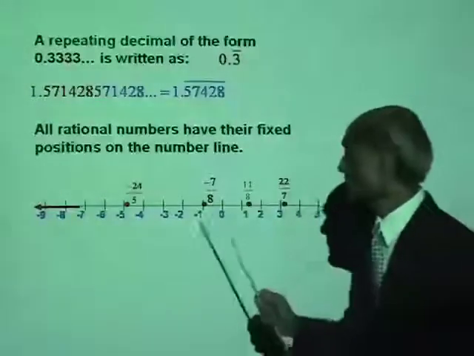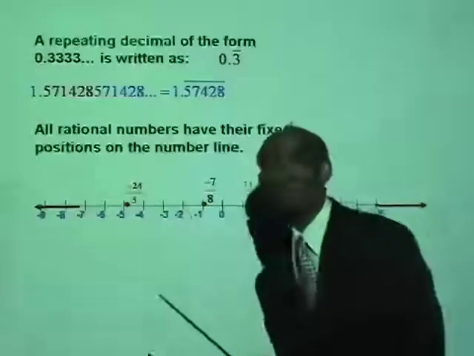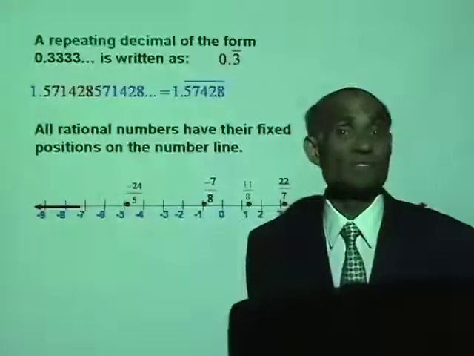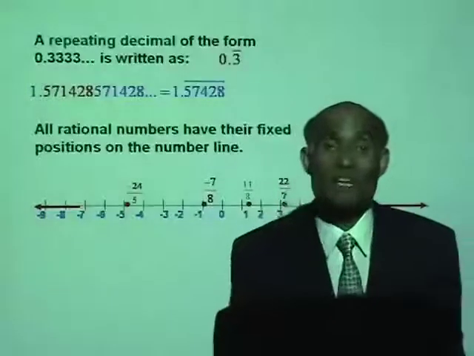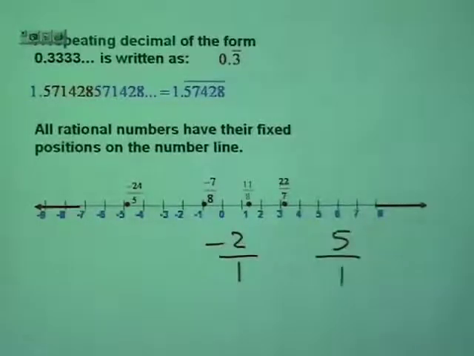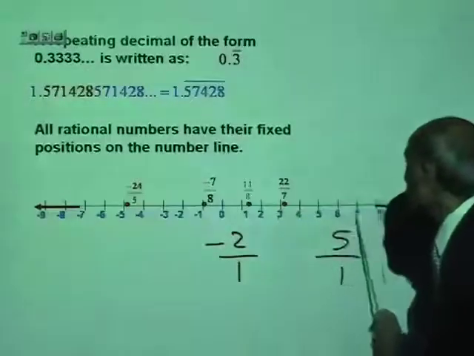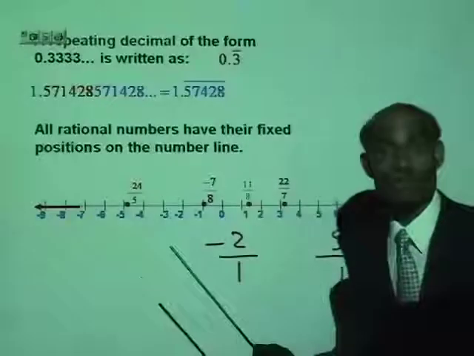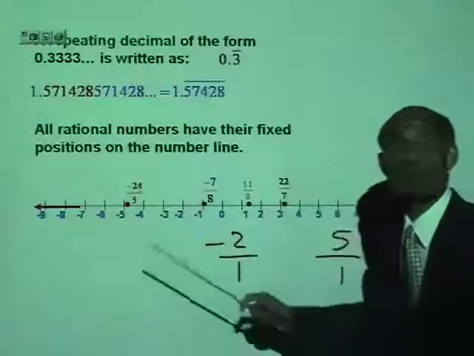Let me ask you, is negative 2 a rational number? Negative 2? Yes, negative 2 is a rational number. Now, because negative 2 can be written as negative 2 over 1. 5 can be written as 5 over 1. That means all integers are rational. Negative 2 is a rational number.